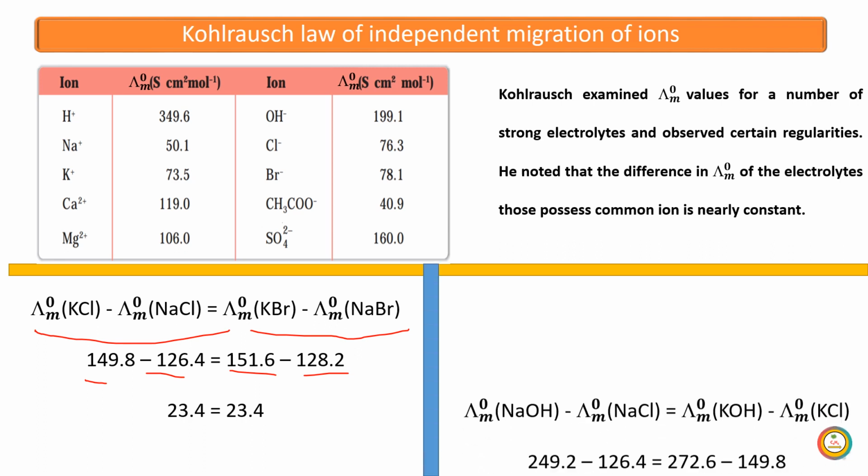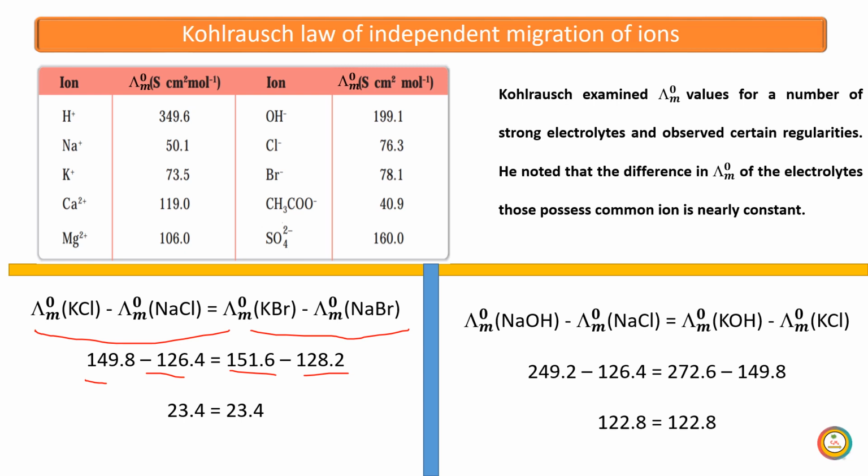Now we elaborate it with one more example. In this example, the anions are common, OH and chloride ion. On this side again OH and chloride ion. With the help of the table, we put in the values for NaOH, NaCl, KOH and KCl, and after the calculation we obtain that 122.8 equals 122.8. So this is known as Kohlrausch's law. Kohlrausch's law says that the difference is nearly constant for the electrolytes. Kohlrausch's law is given for strong electrolytes.